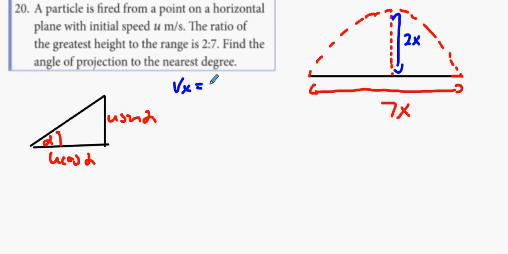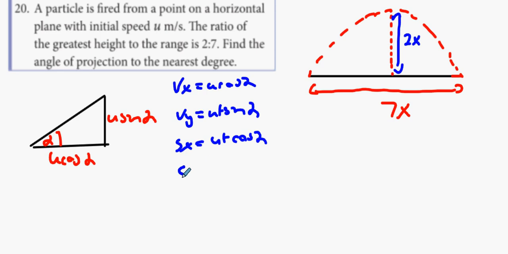Px equals u cos alpha. Py equals u sin alpha. Sx equals ut cos alpha. Sy equals ut sin alpha minus a half gt squared. Okay. Find the angle of projection to the nearest degree. So we need to find alpha. The whole goal of the question is to find alpha.